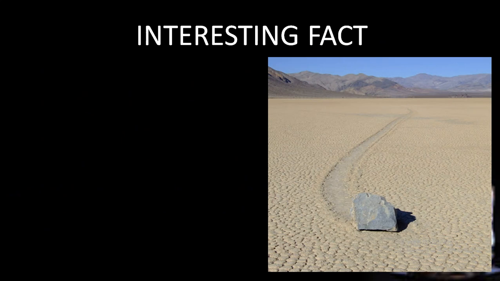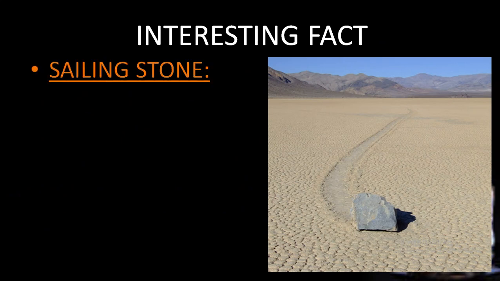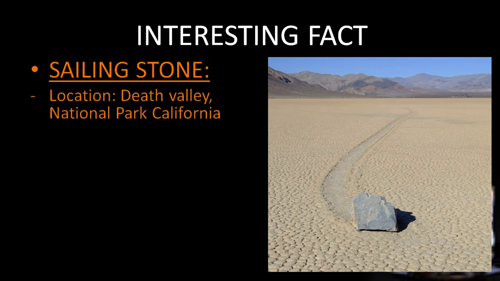Yes, it is true. This is a true incident which mostly happens in the USA. The place is Death Valley, California. Its name is Sailing Stone. We have given them the name sailing stones because these rocks can move on their own. Now you might be asking what the reason behind that is, how it can be possible. I will tell you the reason also. First let me show you the location: it is located in Death Valley National Park, California, in the USA.